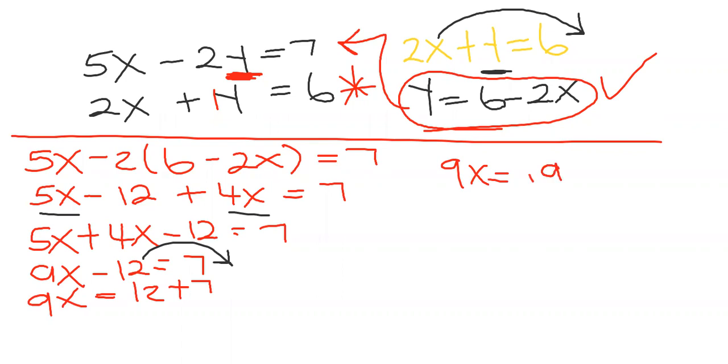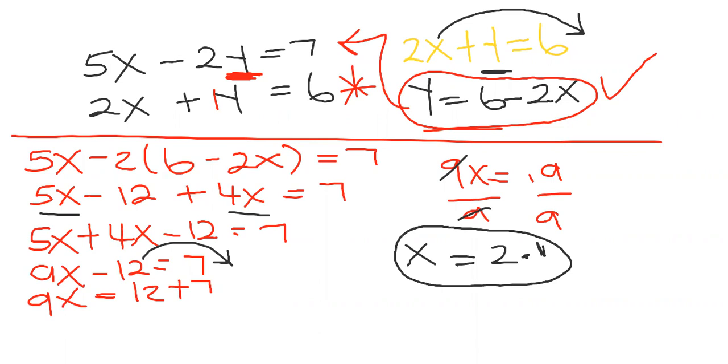So solving for x, we divide both sides by 9. And this 9 is going to cancel that 9 because we have like terms. Then our x is going to be equals to 19 divided by 9. 19 divided by 9 gives us a 2.1. So that's the value of your x. Now, find the value of your y.